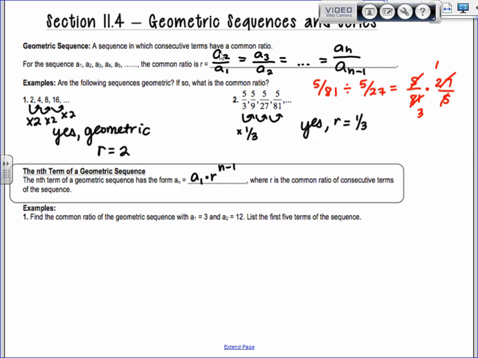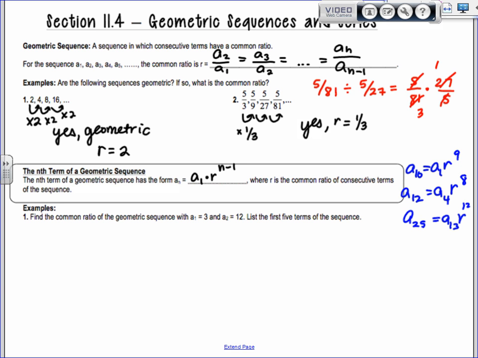So let's think about some examples. If I start with the first term and I'm trying to get to the 10th term, I have A1 times R to the 9th. If I start with, let's say, the 4th term and I'm trying to get to the 12th term, how many R's would I multiply by? R to the 8th, right? Do you see how it works? If I start with the 13th term and I'm trying to get to the 25th, how many times do I multiply by R? 12, right? Do you see how it works? I don't know why I wrote such a big space there.